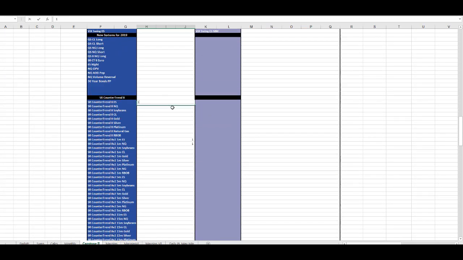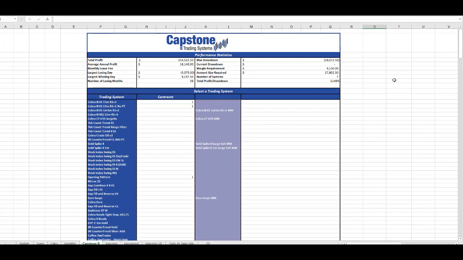What does it look like with those? Let's put in SR counter trend 2 as well as SR counter trend 2 V2. It's kind of redundant, so it increases the drawdown. But you see, here are the results. It makes about 18,000 on average per year, hypothetically speaking. These are old systems. These are not new strategies.